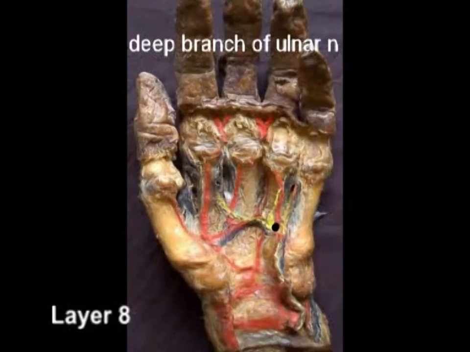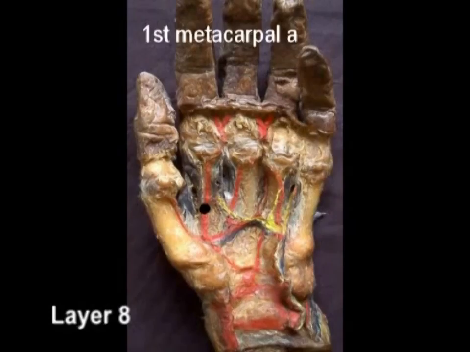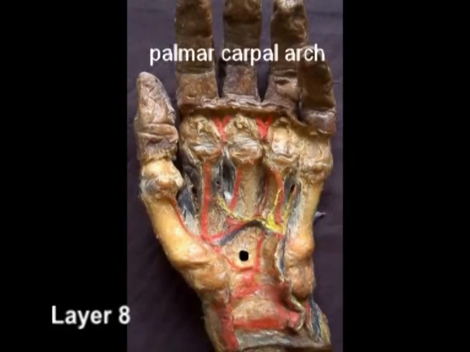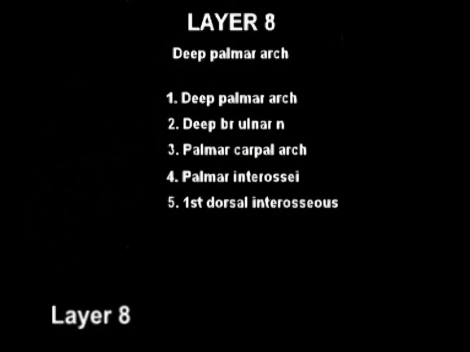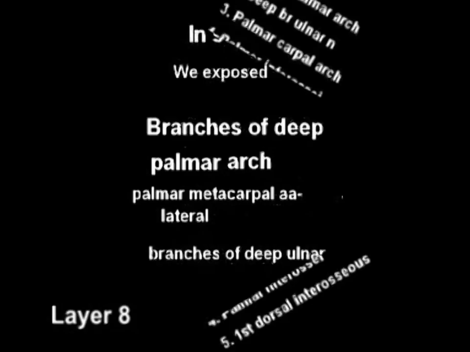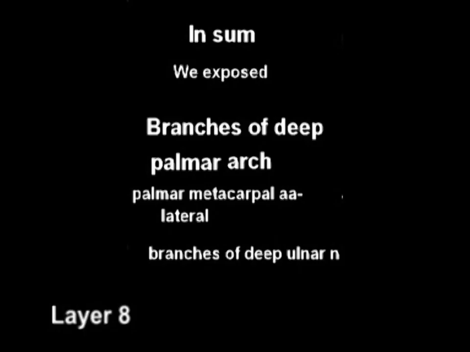The deep branch of the ulnar nerve. The first palmar metacarpal artery. The palmar carpal arch. This layer, which is the layer of the deep palmar arch, contains the deep palmar arch, the deep branch of the ulnar nerve, palmar carpal arch, palmar interossei, and the first dorsal interosseous muscle. In sum, we have exposed the branches of the deep palmar arch, the palmar metacarpal arteries, which are the lateral branches, and then the branches of the deep ulnar nerve.